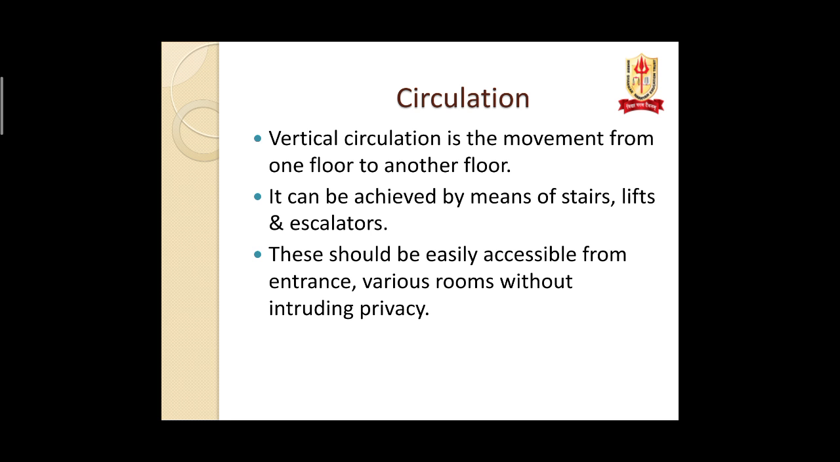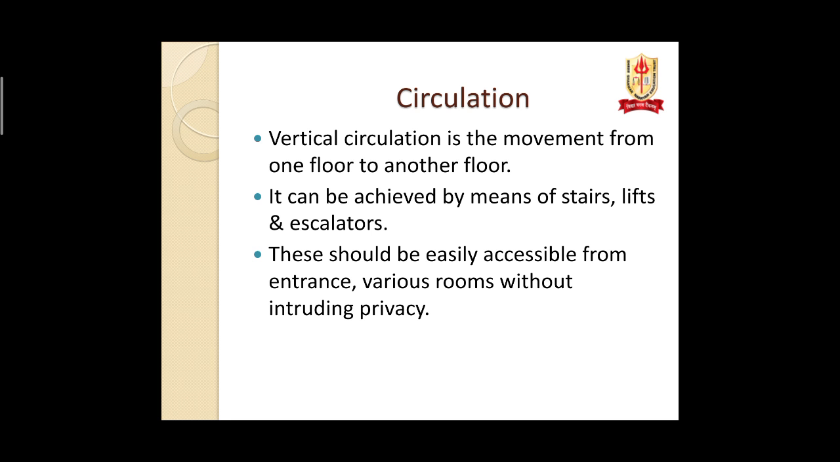And the next one is vertical circulation. Vertical circulation is movement from one floor to another. It can be achieved by means of staircase, lifts, elevators. They should be easily accessed from the entrance to the various rooms without interrupting our privacy. That means that if there is a staircase, the staircase should be placed at such a place that each and every room is close to it, so that they can easily go and come, meaning circulation can be easily achieved.